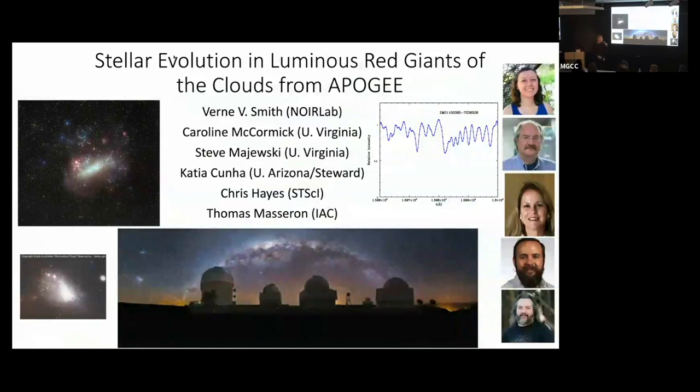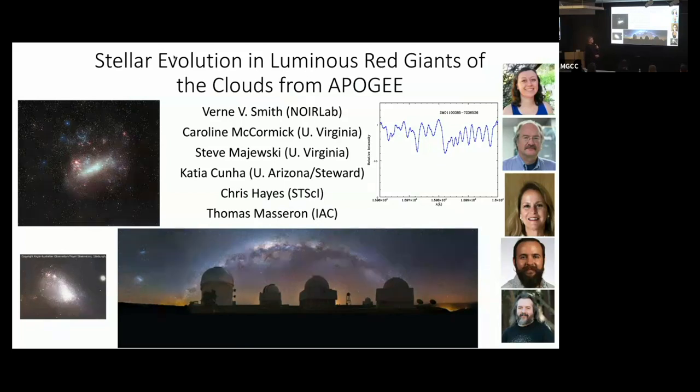What I want to talk about today is the evolution of individual stars, focusing on luminous red giants in both of the clouds. This is work that's really being headed by a graduate student of Virginia, Carolyn McCormick, who should be out there in Zoom land, I hope. This is going to be the foundation for her PhD thesis that she's working on right now. She's in the first year, working with Steve Majewski here, who was the original PI for Apogee. Katia Cunha is on this project, who's at Arizona, Chris Hayes, who's now at Space Telescope, and Thomas Masseron, who's at the IAC.